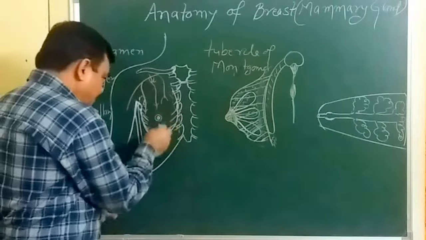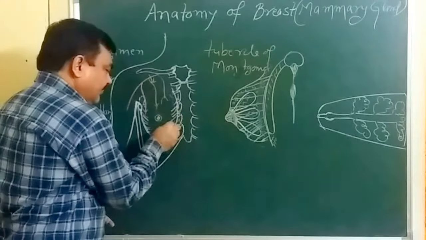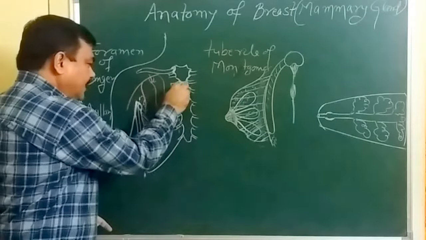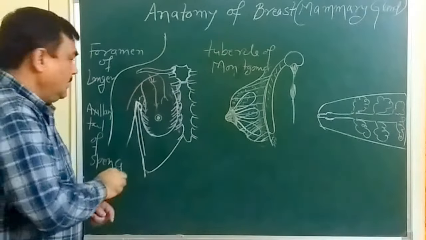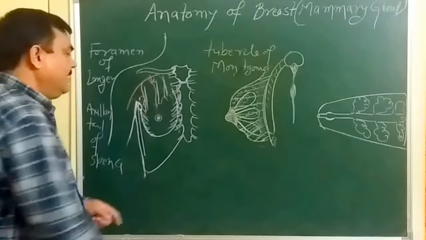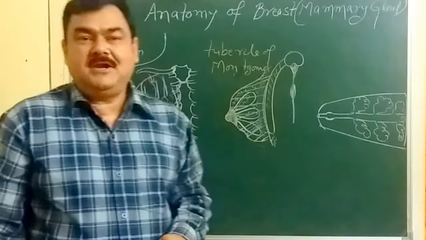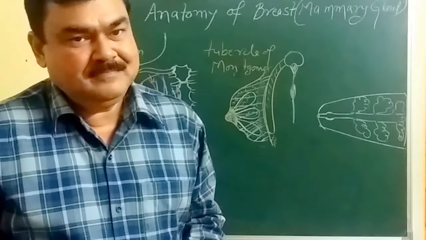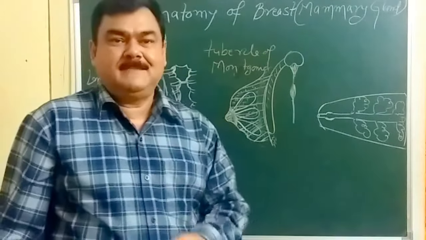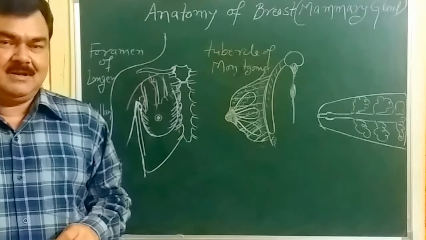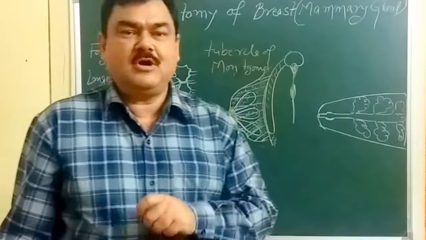Another thing, here are perforating veins which drain into the internal thoracic vein. Here are accompanying veins which drain into the axillary vein. So these are the arterial supply and venous drainage of the breast. Now the important thing is lymphatic drainage. Lymphatic drainage is clinically very important.